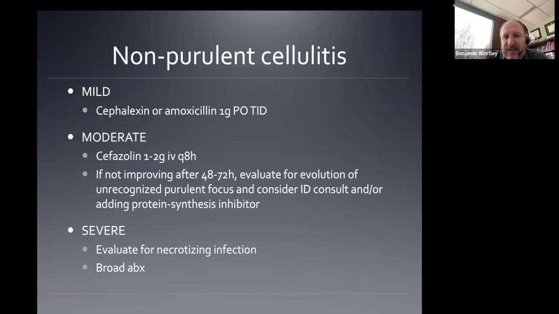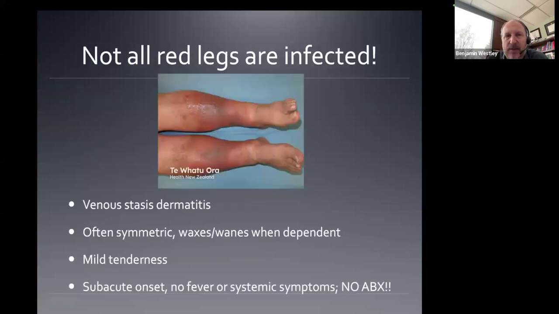Now, severe infection would mean that they are sepsis, physiologic derangement, tachycardia, low blood pressure, illness, sepsis criteria. And then we worry about actually could there be a necrotizing skin and soft tissue infection. So we're going to talk about those later. Just a reminder again, as I mentioned, not all red legs are infected.